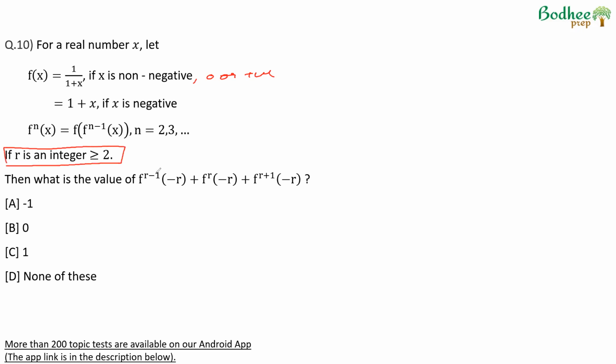Now the question is, r is an integer greater than or equal to 2. What is the value of f_{r-1}(f(-r)) plus f_r(f(-r)) plus f_{r+1}(-r)? We know that r is positive because r is given as greater than or equal to 2, so minus r will be negative. So we will end up using this.